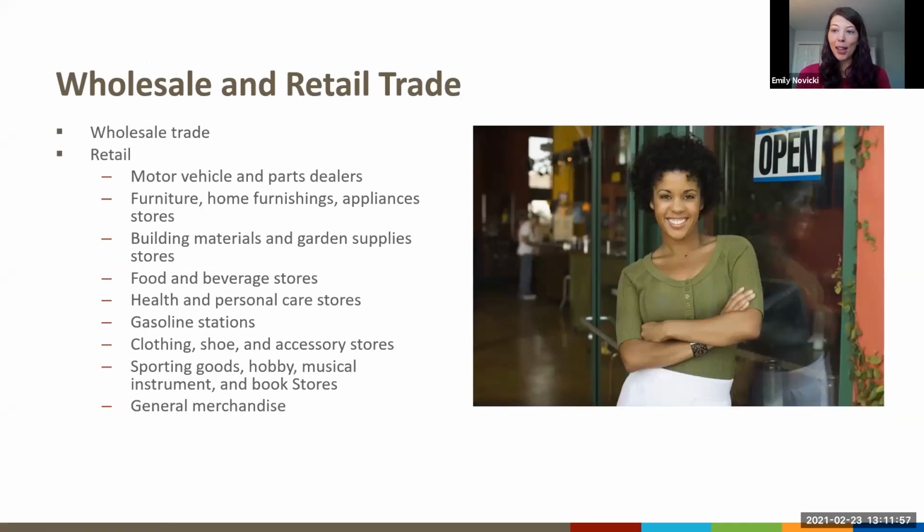And finally, last but not least, is wholesale and retail trade. And we tend to put more focus on retail trade. And so lots of, like every kind of store you can think of falls into retail trade, ranging from like the big box stores to kind of smaller shops, all part of retail.